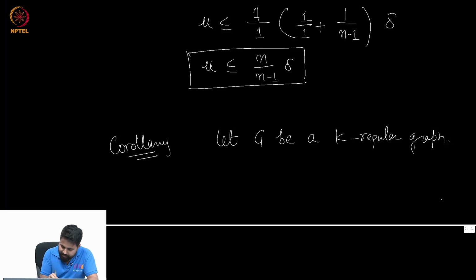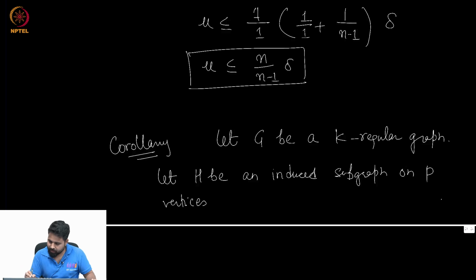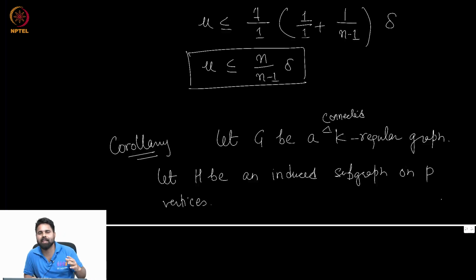Let G be a K regular graph, which will be connected, because we have established the result for connected graphs. And let H be an induced subgraph on P vertices. Then can we write something about the algebraic connectivity of the bigger graph in terms of the average degree of H? What can be the result?